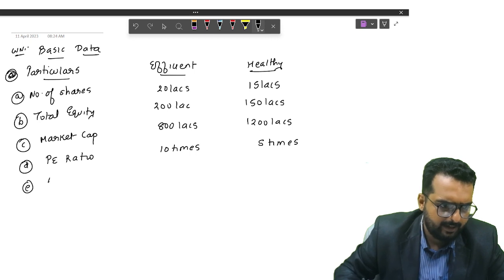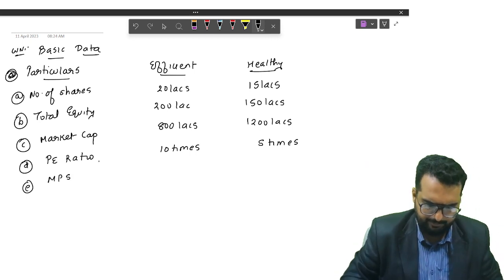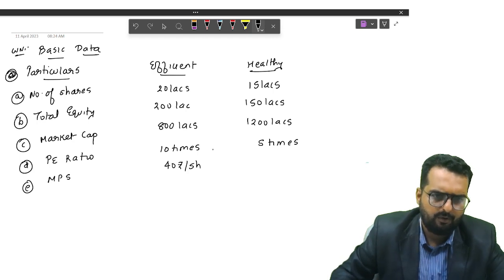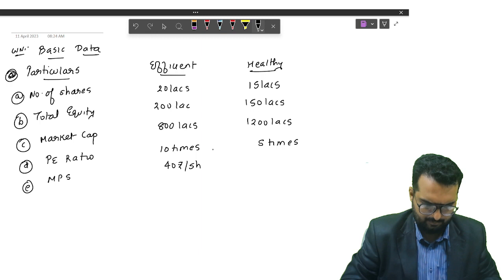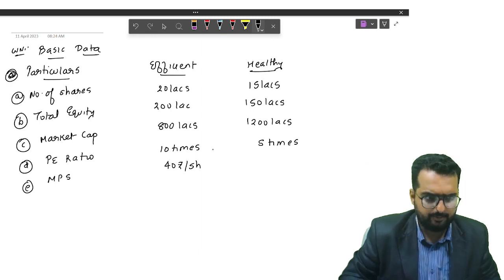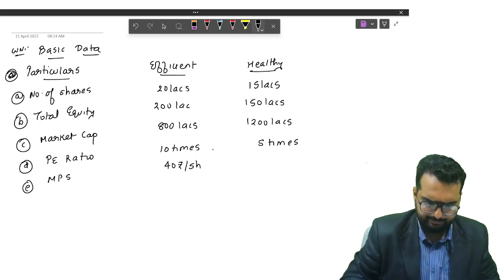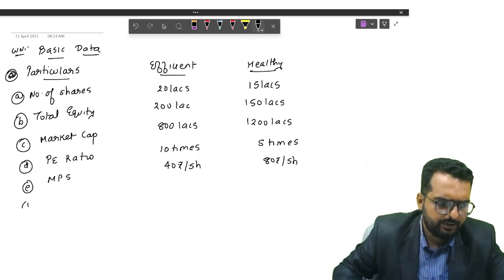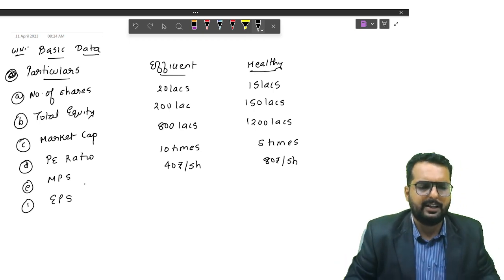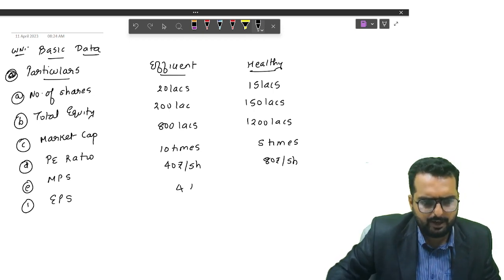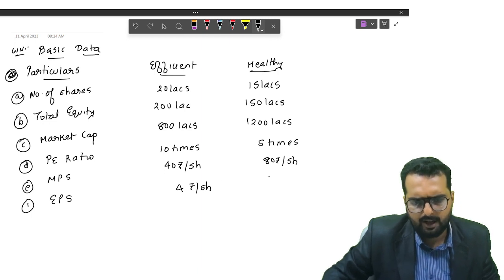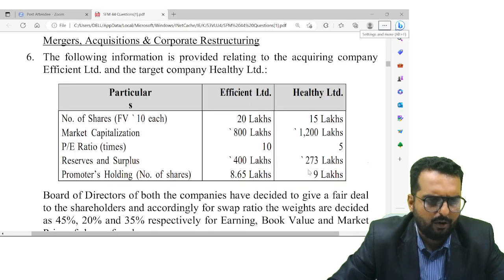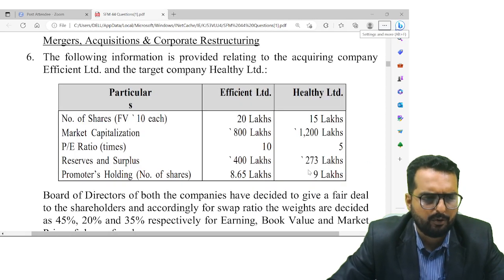Okay. From this data, can I find out market price per share? 800 lakh divided by 20 lakh shares will be 40 rupees per share. 1200 divided by 15 lakhs, that will be 80 rupees per share. From this we can find out the EPS. So how much will be the EPS? 4 rupees per share, and the other one would turn out to be 16 rupees per share. Am I right? Alright.